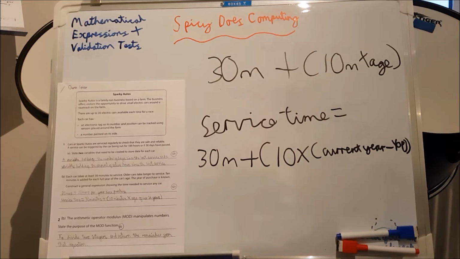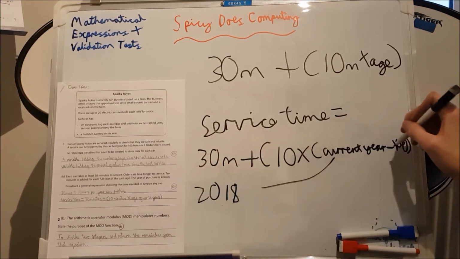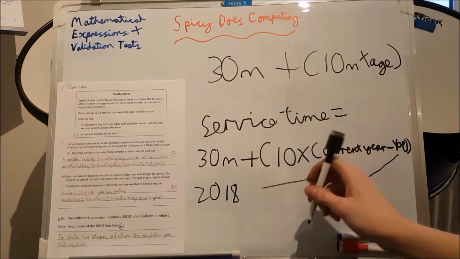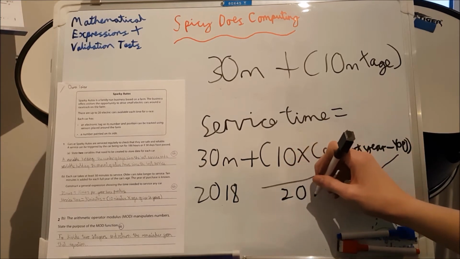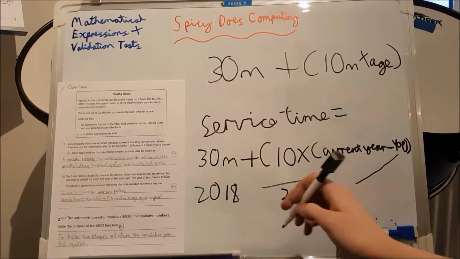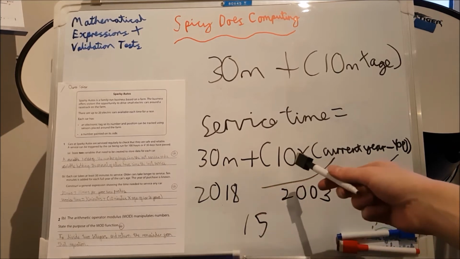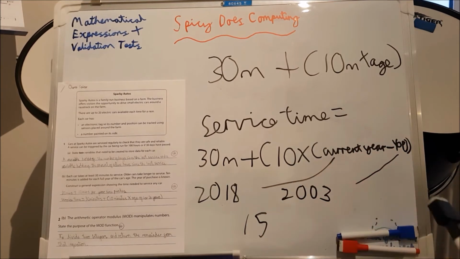So, say the car was 15 years old. The current year, 2018. Year of purchase would, in this case, probably be given as 2003. Obviously, 2018 minus 2003 will give you 15. So, any values you're given for the year of purchase can then be taken off 30 plus 150 from this section, 180 minutes to service. So from this you can gain the time it will take to service any car in the Sparky Autos farm.